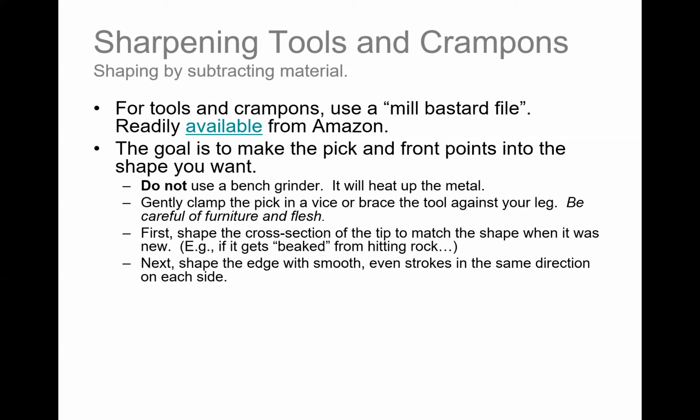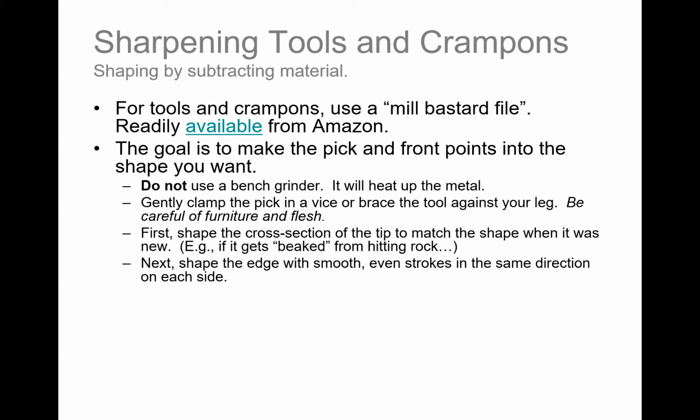The wheel spins at a high rate of speed. It heats up the metal and it messes with the tempering, and it doesn't give you the control that the bastard file will actually provide to you. Plus, if you think about it, you want to take as little metal off as possible, and the bench grinder really is just a little bit harder to control.